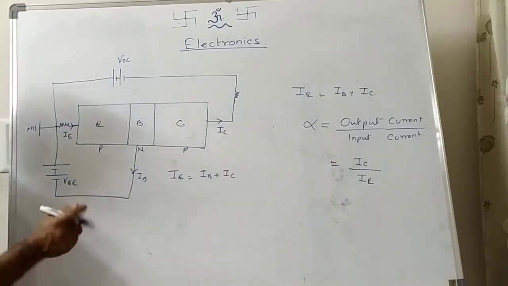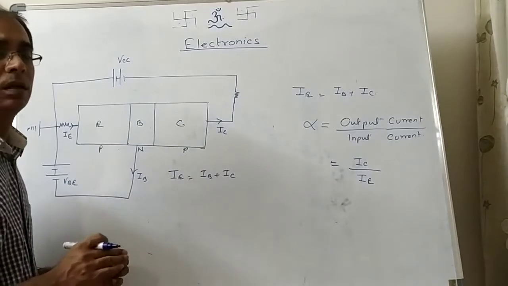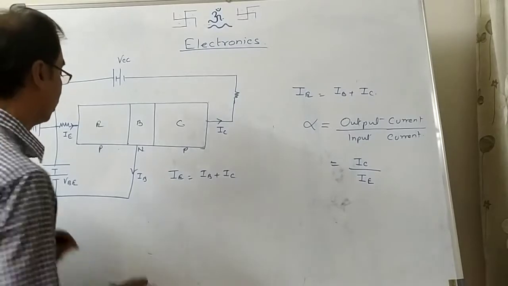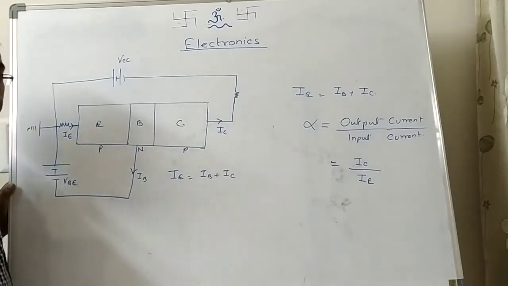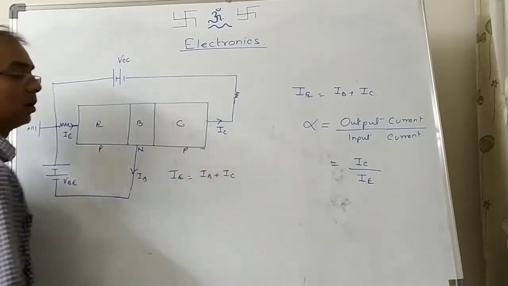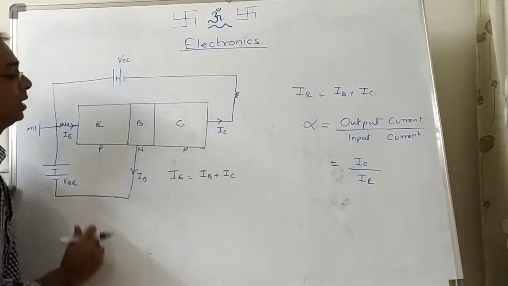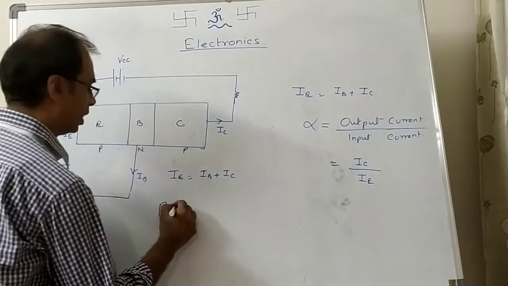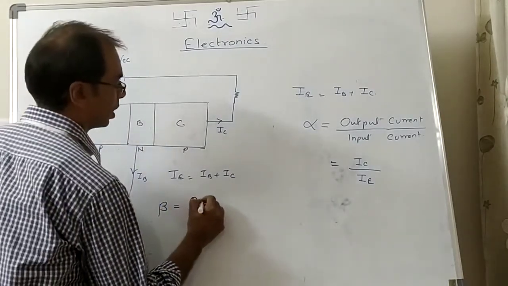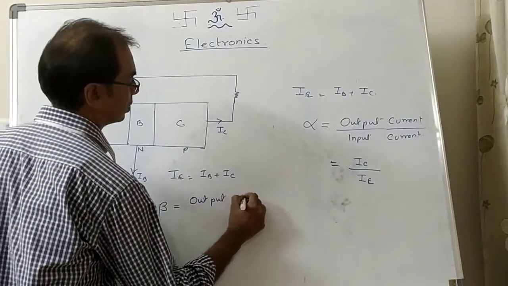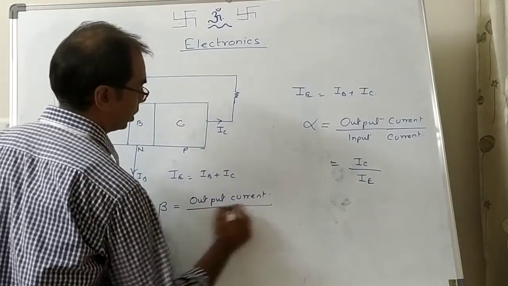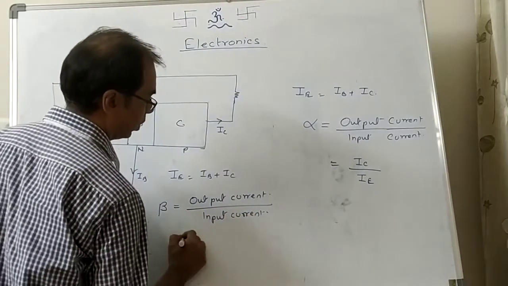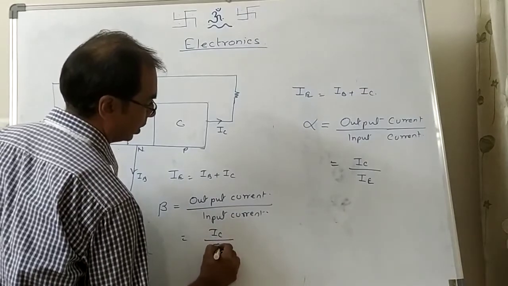Okay, now as I told you in the previous case, whatever is common, from that common factor we don't give input. So input will be from where? Input will be here from IB. IB is the input and collector current is the output. So in this case, what is the amplification factor of the current? We say that is beta. What is beta again? Output by input only. Output current by input current. Okay, what is this? This is IC by IB.